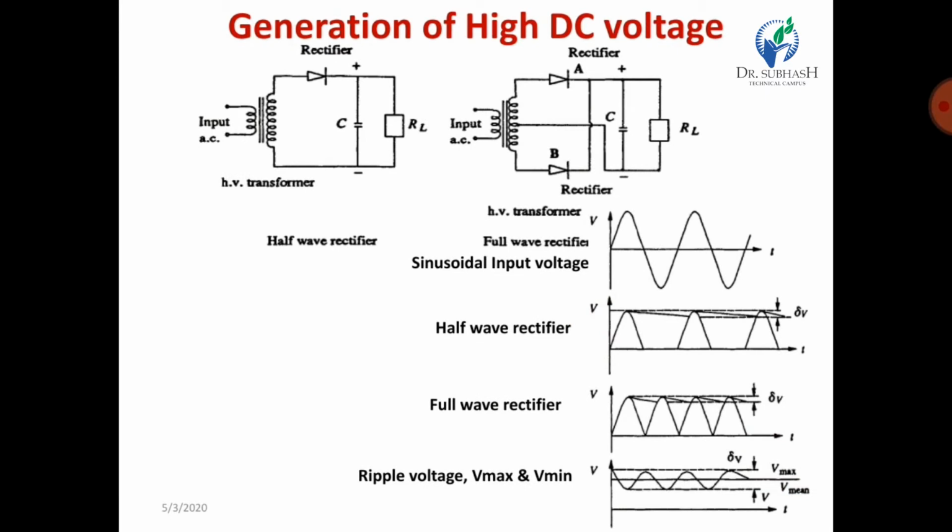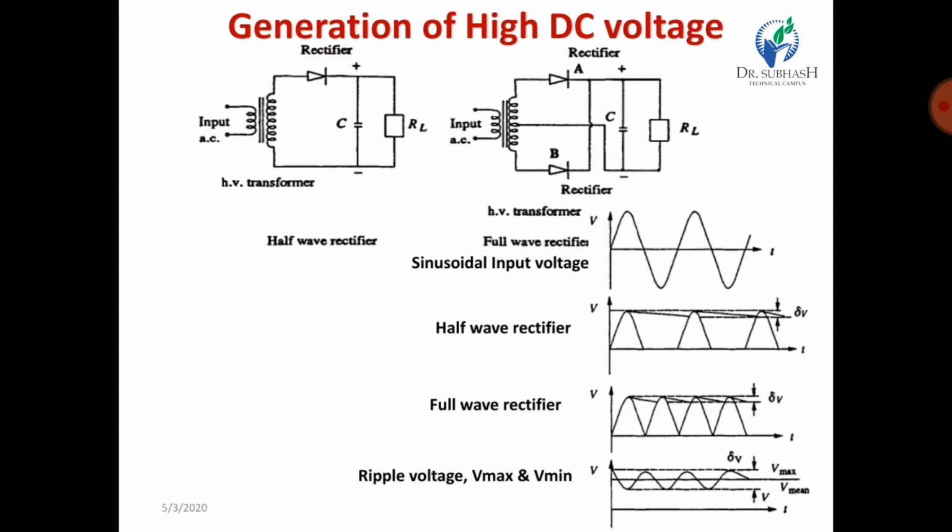Now we see the full wave rectifier. There are two diodes, A and B, and C stands for filter. As we know, the output of the rectifier is not pure DC but pulsating, so we have to use a filter circuit for that, and in this circuit we have used a capacitor for filtering.